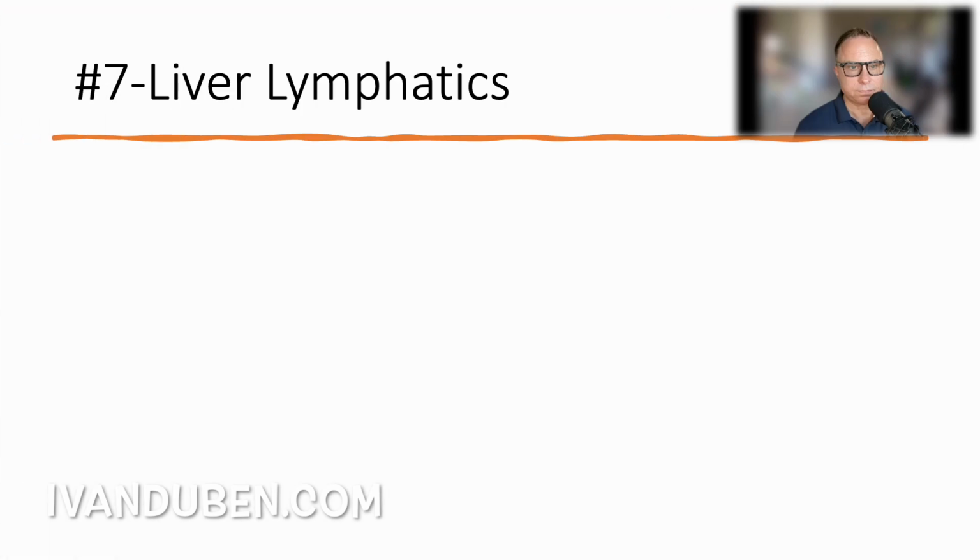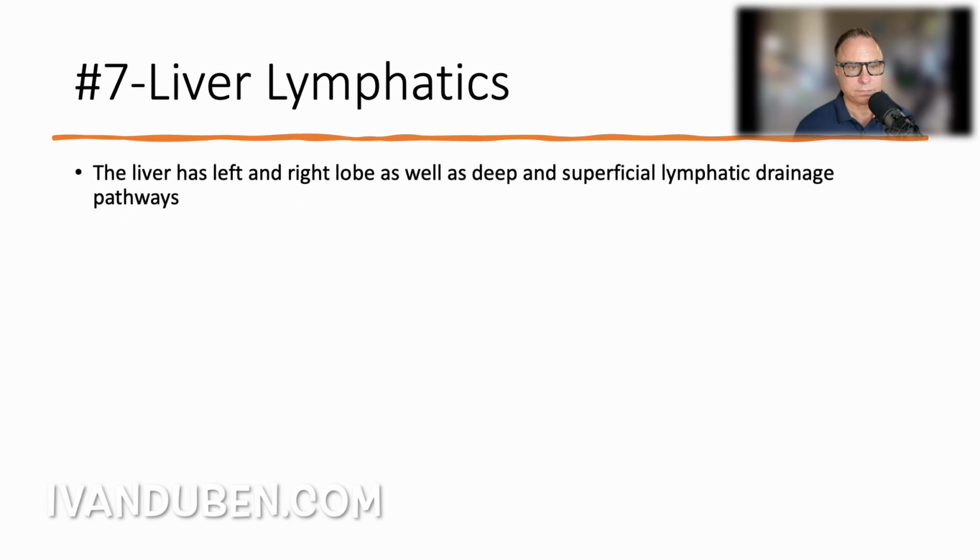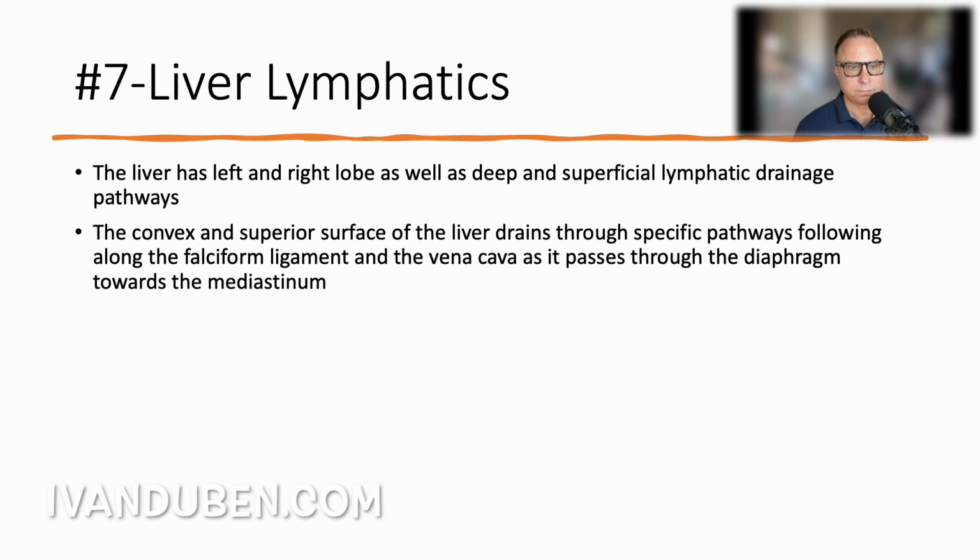Delving into more of the liver lymphatics, the liver has the left and right lobe, as well as the deep and superficial lymphatic drainage pathways. The convex and superior surface of the liver drains through specific pathways following along the falciform ligament and the vena cava as it passes through the diaphragm towards the mediastinum. So this is lymph that's moving back, not towards the feet, back towards the midline and up through the body.